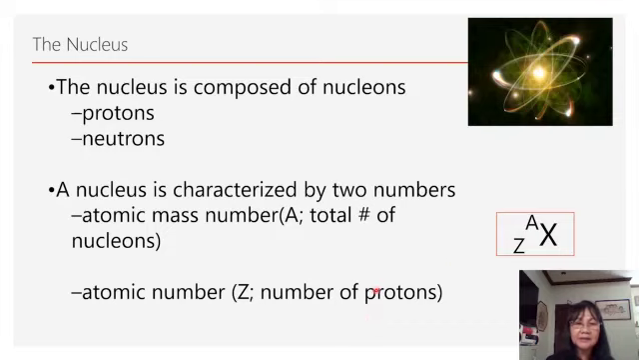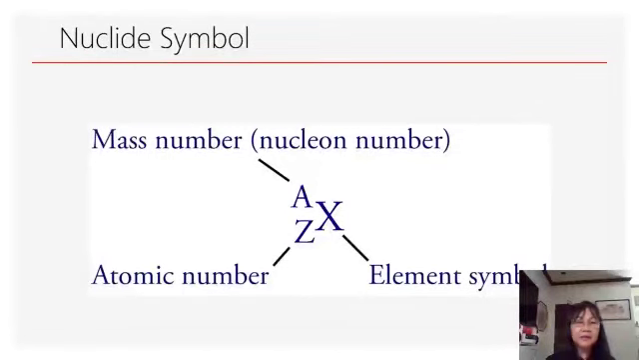So we can represent the mass number and the atomic number in a symbol like this. What is this symbol all about? We call this the nuclide symbol. In the nuclide symbol, we represent it by the element symbol, then the mass number, and then the atomic number is the number at the bottom. The mass number is the larger number because it represents all the residents of the nucleus.